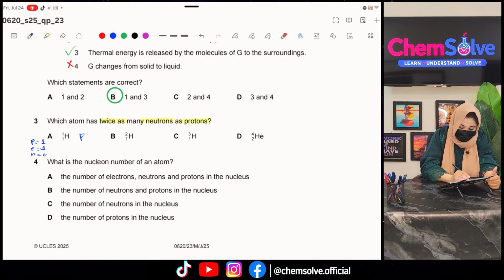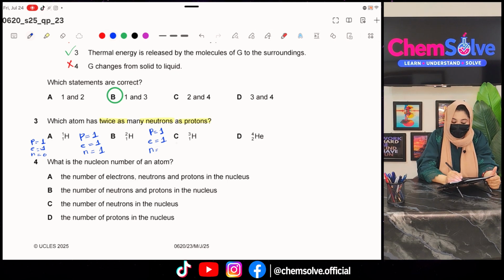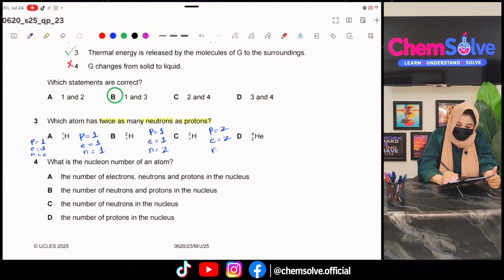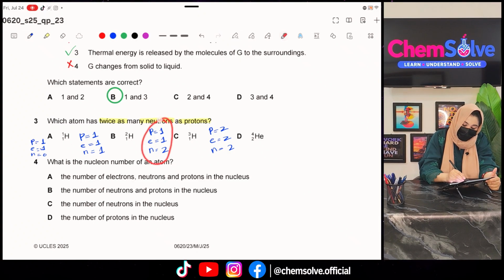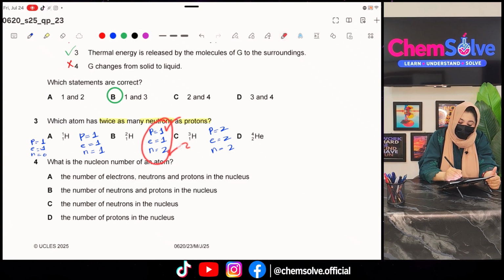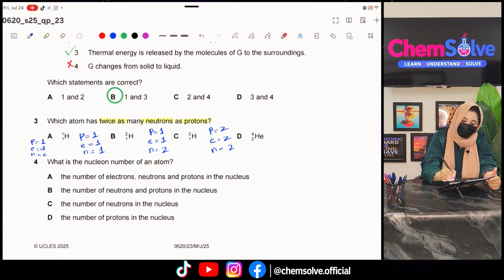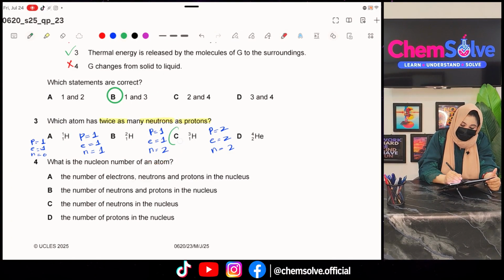For 2, proton is 1, electron is also 1, and neutron is 2 minus 1, which is also 1. For this, proton is again 1, electron is also 1, and neutron is 3 minus 1, 2. And for this, proton is 2, electron is also 2, and neutron is 4 minus 2, 2. So this C is our correct option because proton is 1 and neutron is 2. So neutrons are twice as many as protons. That's why C is the correct option.